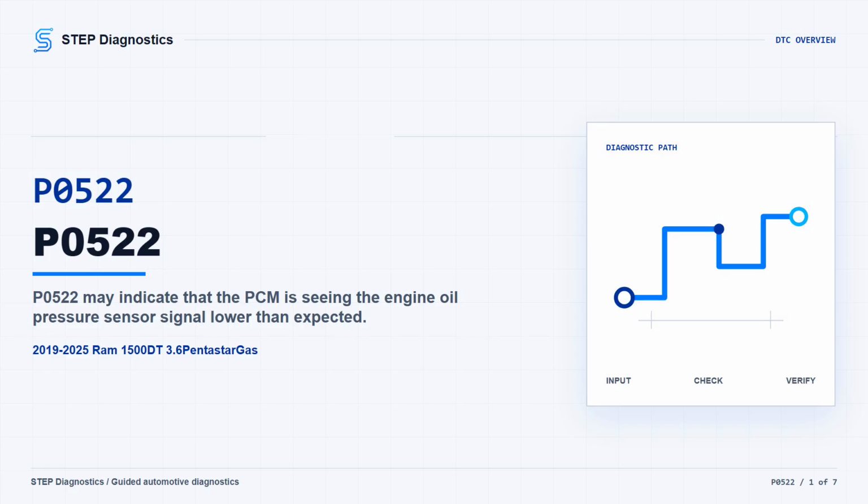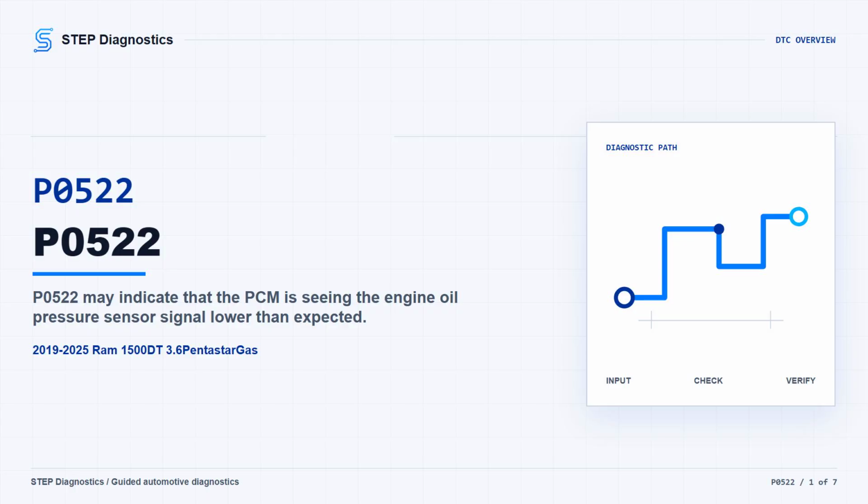Before getting deep into pinpoint tests, start with the basic system checks and follow a structured diagnostic approach. For this circuit, the PCM provides a 5-volt supply to the engine oil pressure sensor and also provides the sensor return. Depending on the PCM hardware, the signal circuit can use a 5.0 volts pull-up or a 0.0 volts pull-down, so do not assume every vehicle behaves the same internally.